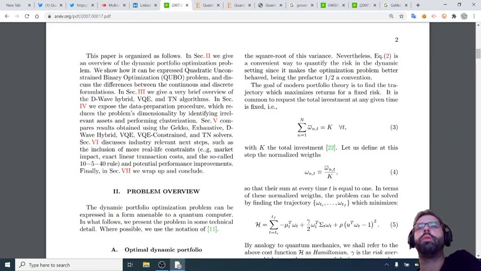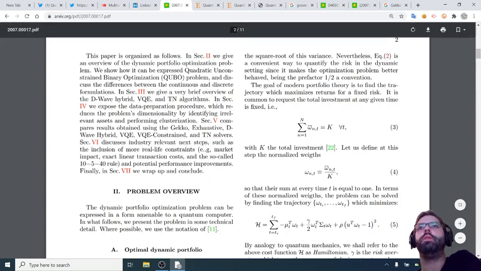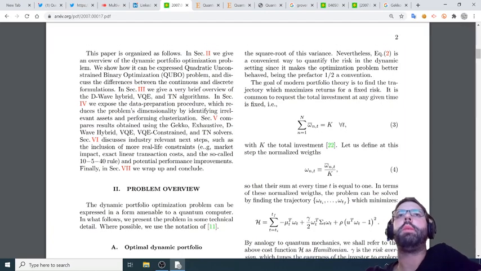Volatility is the square root of the variance. Nevertheless, equation 2 is a convenient way to quantify the risk in the dynamic setting, since it makes the optimization problem better behaved, being the prefactor half a convention. The goal of modern portfolio theory is to find the trajectory which maximizes return for a fixed risk.